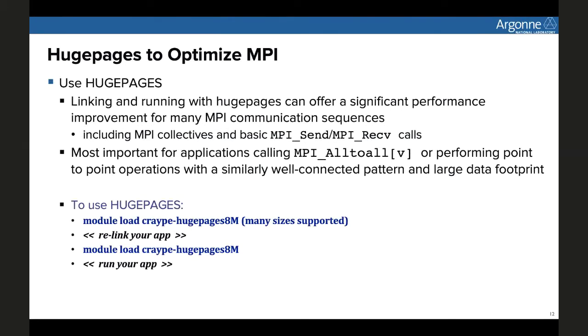Before you run your application, you need to link it with module load craype-hugepages. There are different sizes, 2 megabyte, 4 megabyte, and so on. The default page is 4K. So by using a huge page size like 8 MB, essentially the page translation events are reduced. That's the advantage with huge pages here. And again, to run, you have to use module load craype-hugepages.